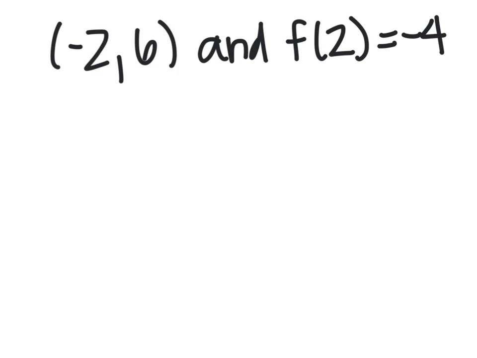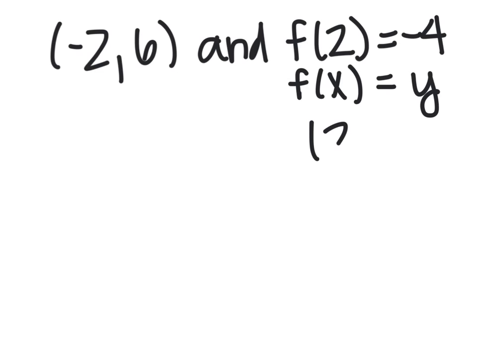So we have 2 points, negative 2, 6, and f of 2 equals negative 4, and we need to find the line that contains those points. So we need to figure out this thing over here, f of 2 equals negative 4, first. So remember, we normally see f of x, and we know f of x is the same thing as y, so that tells us two things. It tells us that x is positive 2 and y is negative 4. So now I am looking at finding the equation of the line that contains the points negative 2, 6 and 2, negative 4.